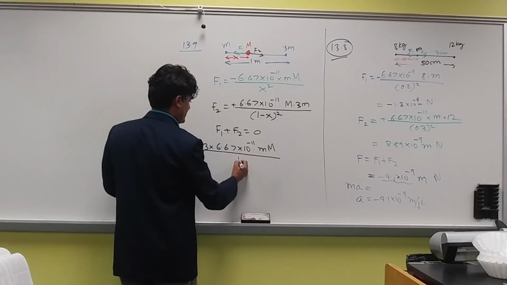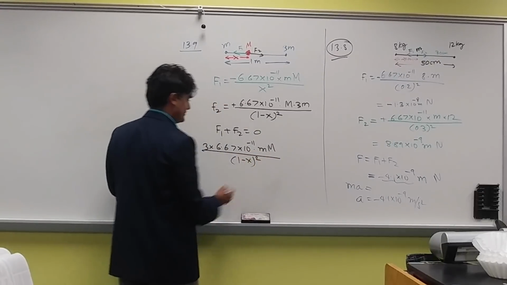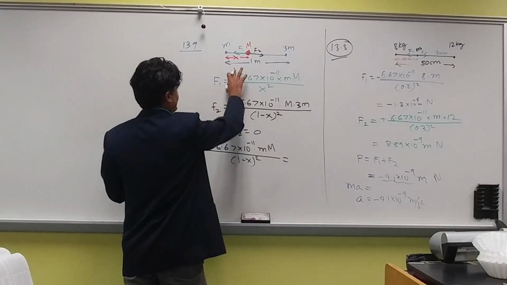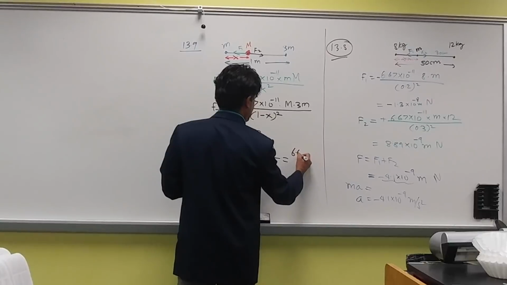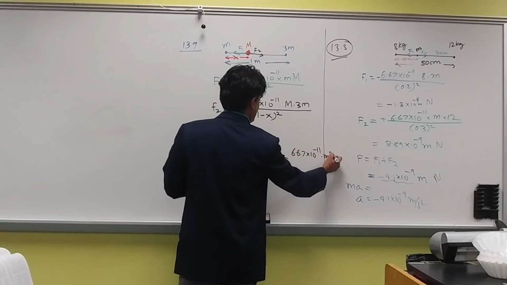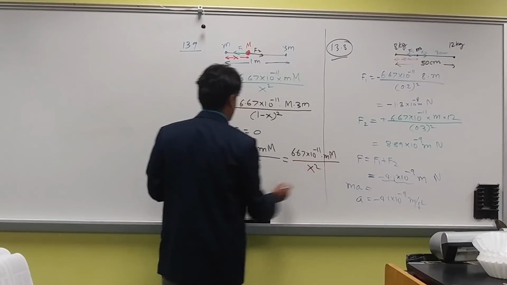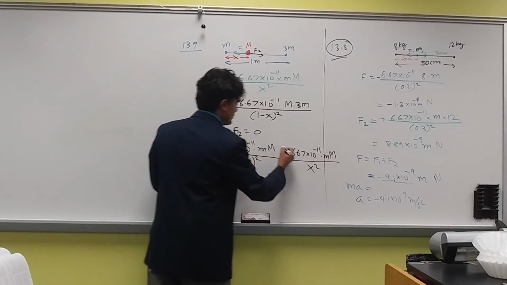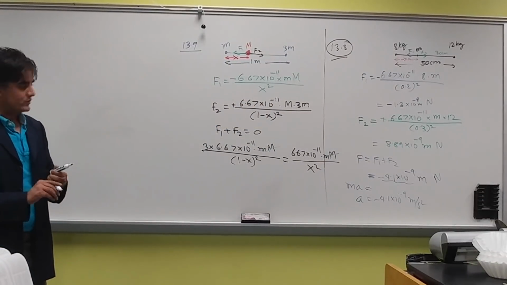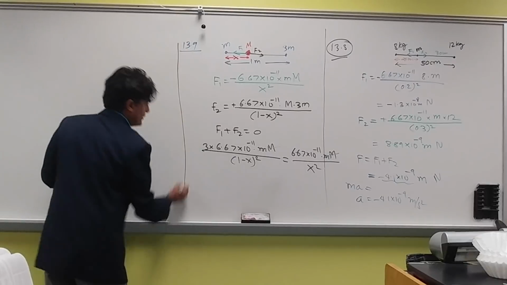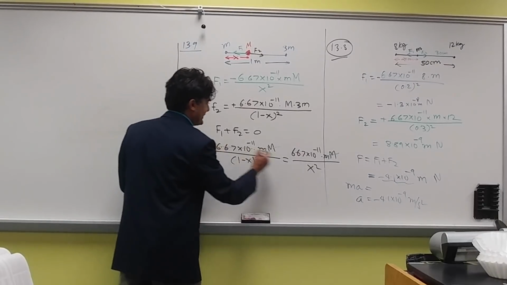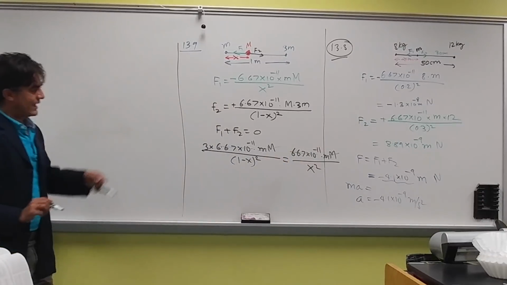divided by 1 minus x squared, right? So far, equals what I have here: 6.67 times 10 to the negative 11 times lowercase m, uppercase M divided by x squared. The beauty here is these two will cancel, right? So now this will also cancel. This whole thing will cancel, so I have only 3 here.